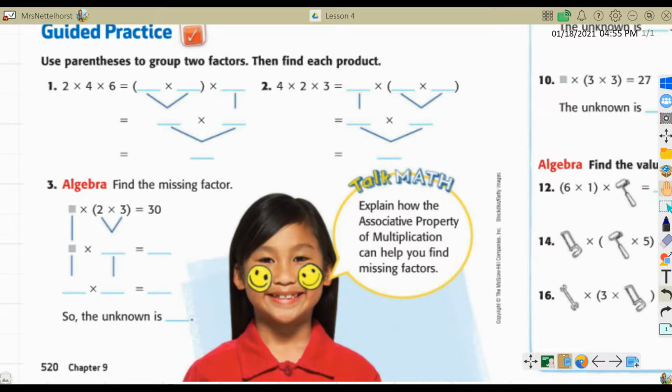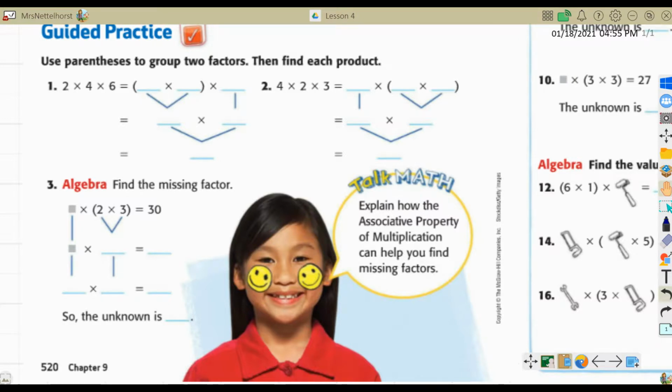Okay, so number 1 is 2 times 4 times 6 equals. So let's just keep the numbers in the same order. Don't switch them around. And then, so you're going to group your first 2 numbers and then put your third number in there, multiply what's in parentheses first, then multiply by the other factor, and then find your product. Go ahead and pause.